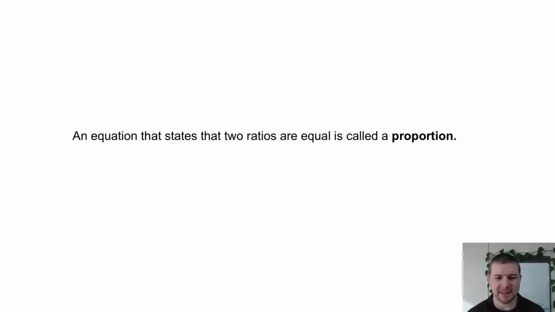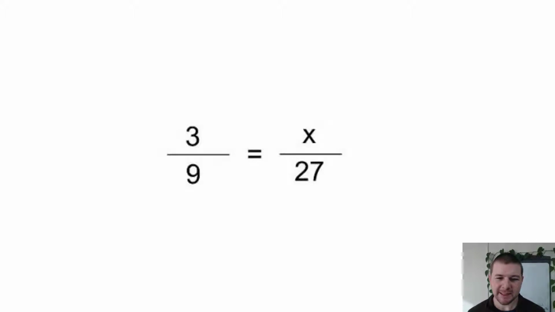An equation that states that two ratios are equal is called a proportion. Here we can see a proportion. Notice the ratio on the left equals the ratio on the right.